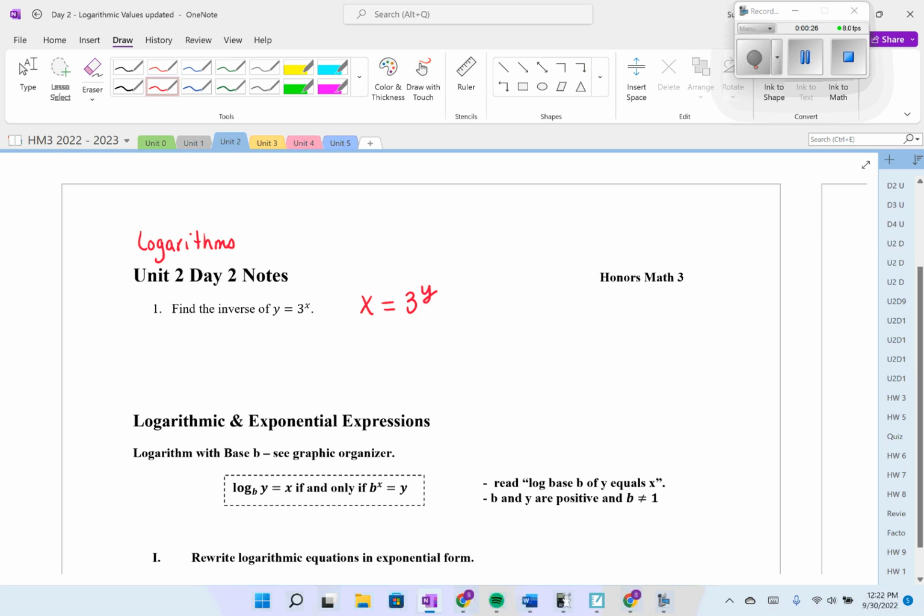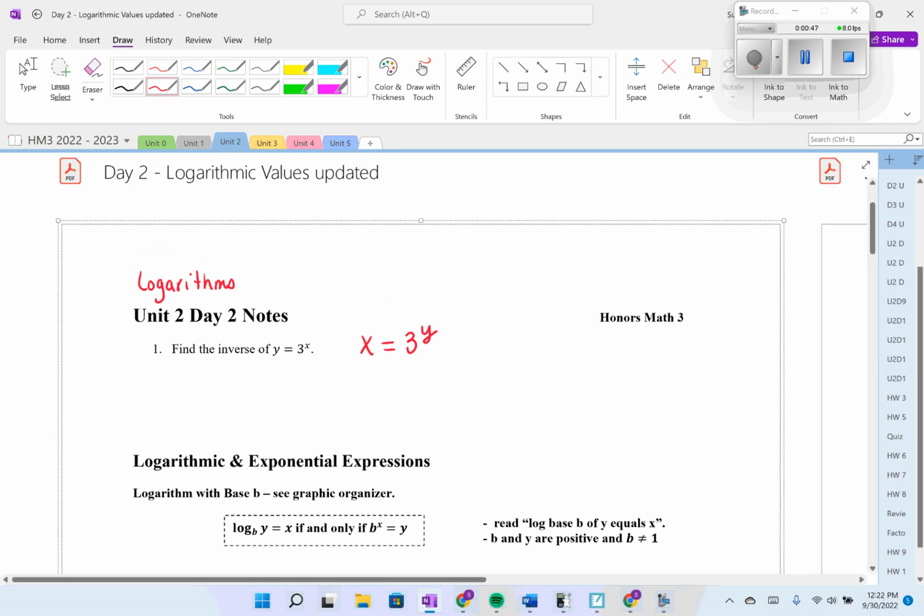Well, in this part, the question is, how do we solve for a variable exponent? I can't just divide it out. I can't multiply it out. I can't add or subtract it. So how do I get this exponent so that it's no longer an exponent so that I can solve? The answer is we use logarithms. This is a new type of function that we are going to learn today.